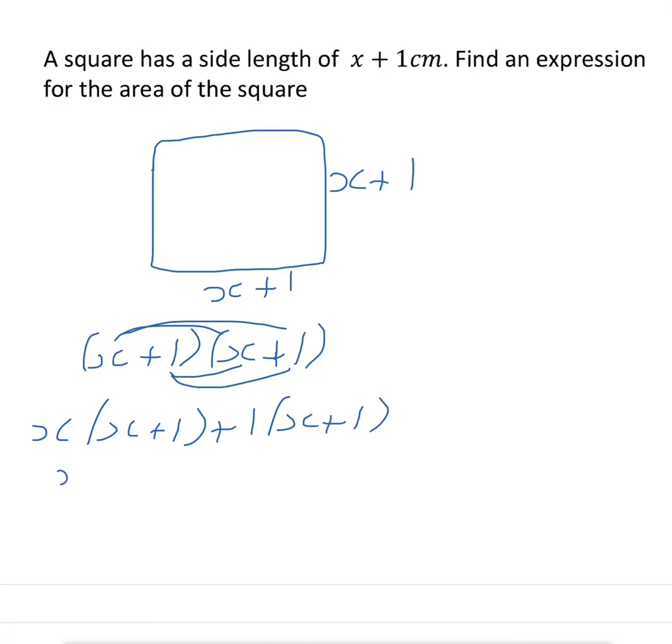Let's expand now. So x times x is x squared. x times 1, we have 1x. Then 1 times x, we have another 1x. And 1 times 1 is 1. Simplifying now, we have x squared plus 2x plus 1.